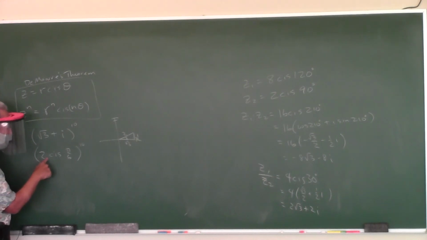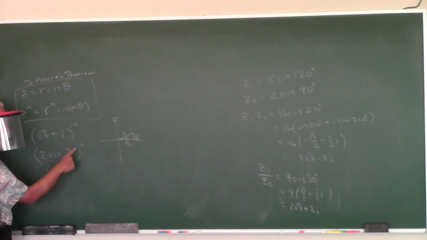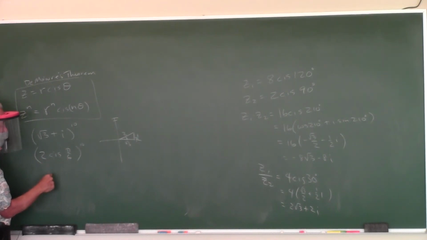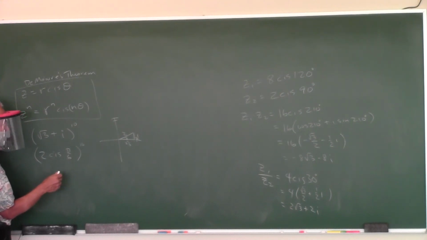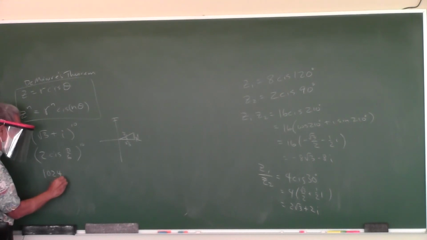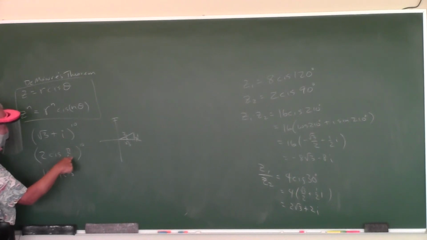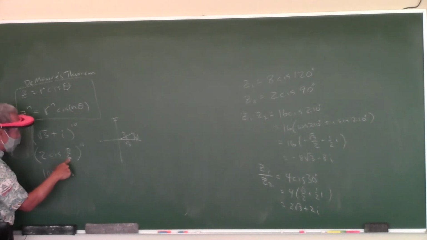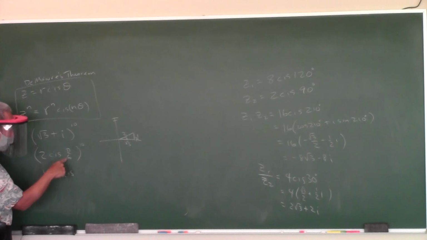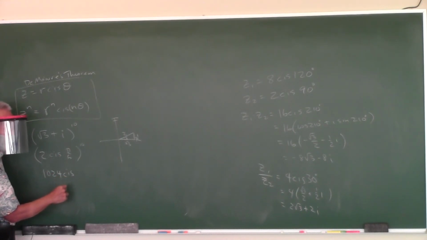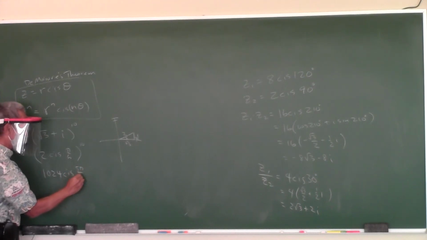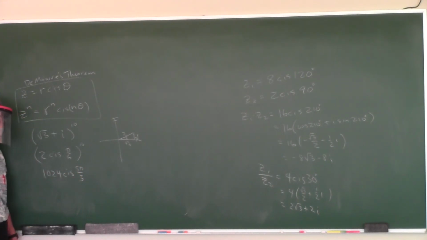You raise the 2 to the 10th power. What is 2 to the 10th power? Oh boy. I thought we had that memorized. You guys should have your powers of 2 memorized up to 10. Okay, it's 1024, cis, and then what do I do with this angle? What does it say to do? You multiply that angle times 10. What is pi over 6 times 10? And don't say 10 pi over 6. 5 pi over 3. That's the answer.